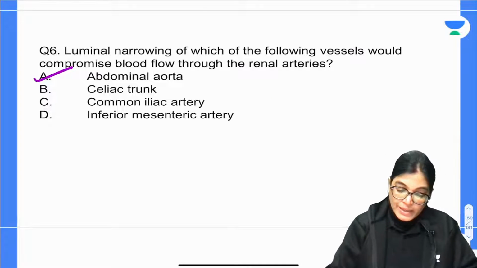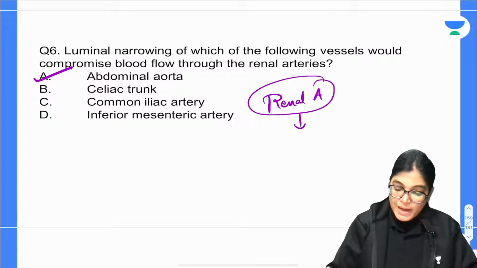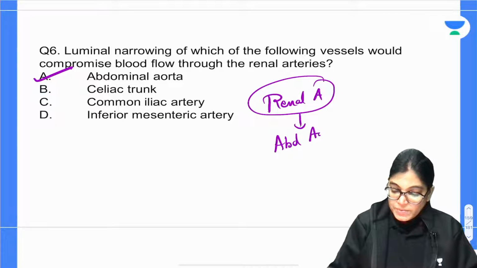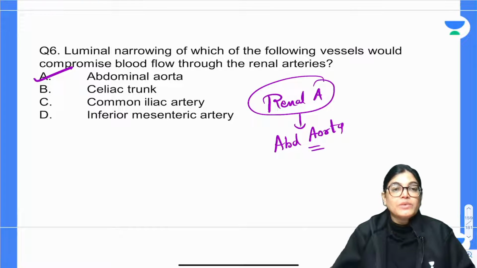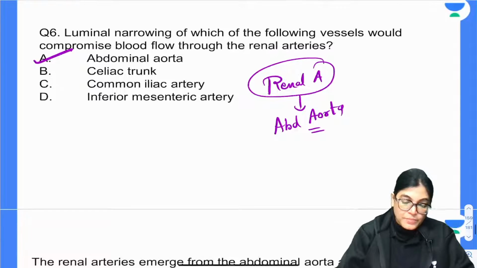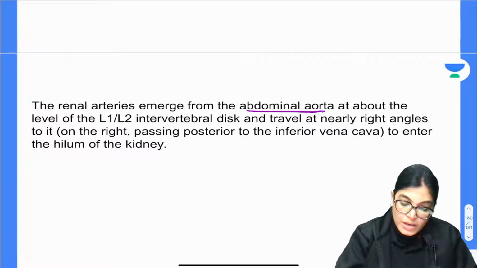So actually we know that renal arteries are direct branches of the abdominal aorta. If their source is getting narrowed, the flow of blood from the renal artery will be compromised. So we have abdominal aorta as the correct answer. The renal arteries emerge from the abdominal aorta at the level of L1 and L2.